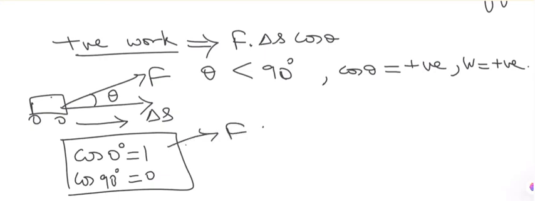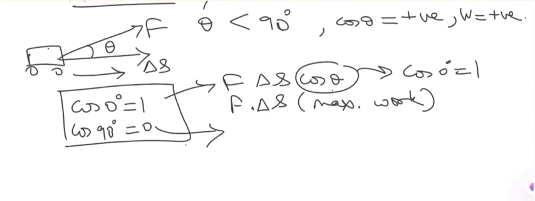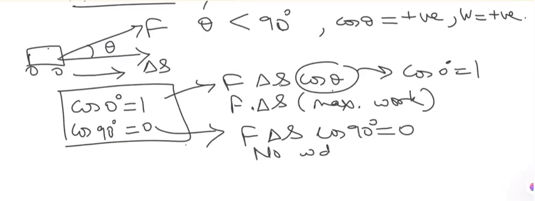Okay, so if I apply it in F dot delta S as cos theta, and I make it cos 0 degree, then it will be 1. Hence it will be F dot delta S. So here you will get the maximum work. Understood? But if the force you are applying is at 90 degree direction, then this term will completely become 0. So that means no work done.